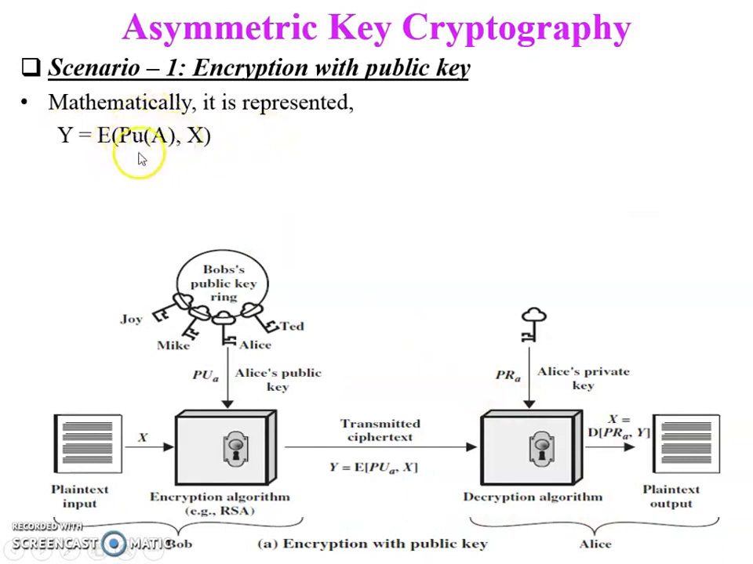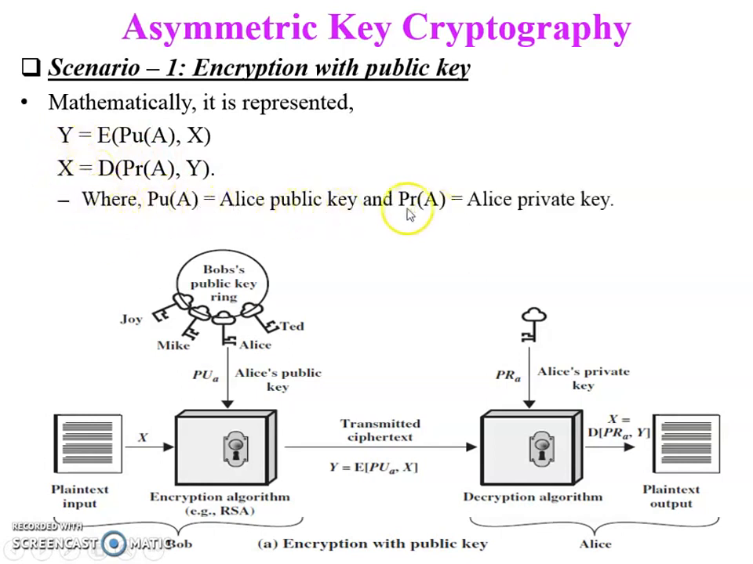There are two different scenarios of the encryption model. First one is public key used for encryption and private key used for decryption. The second scenario is private key used for encryption and public key used for decryption. Now let us discuss both scenarios one by one. First, scenario 1, encryption with public key. This is the asymmetric cipher model with encryption using the public key.